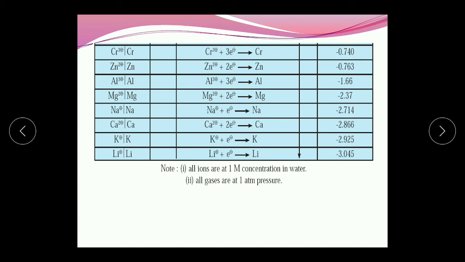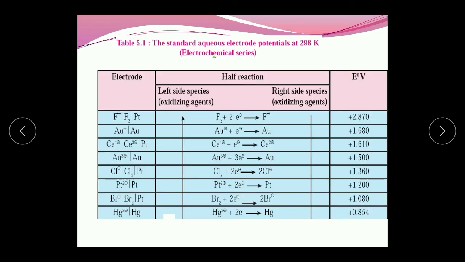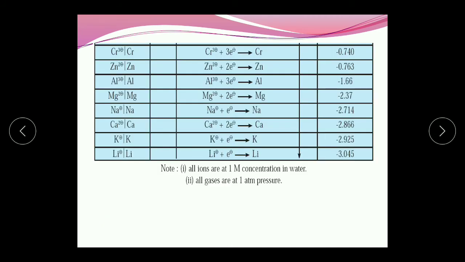Now, this much data we have. The complete series is like this. This is the upper part, this one is the middle, and this one is the lower part. This total series you can see in your textbook as well. And by observing this series, by getting this much data, we can have various applications of the electrochemical series.